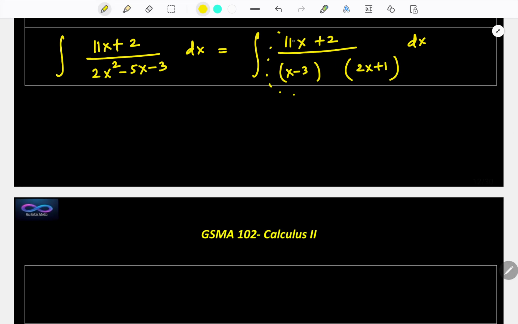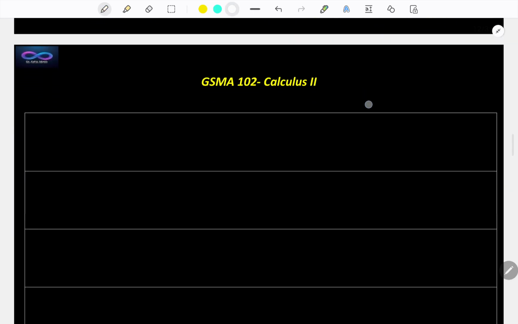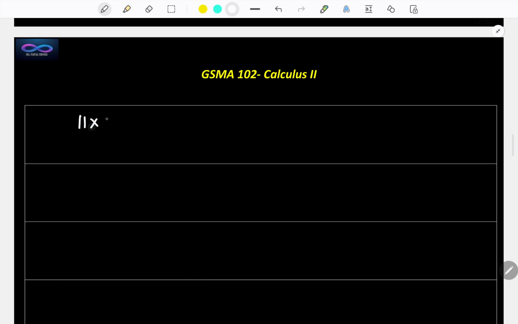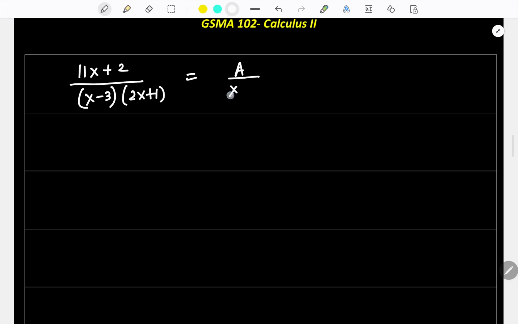Let us take this one and apply the partial fractions, because we cannot integrate it as it is in product, right? So what is partial fractions? Product, we are making it plus or minus. Okay, right. So take this only and we will start the partial fractions. So what is that? 11x plus 2 divided by x minus 3 times 2x plus 1, let me verify. Yes, correct. So this equals a divided by x minus 3 plus b divided by 2x plus 1.